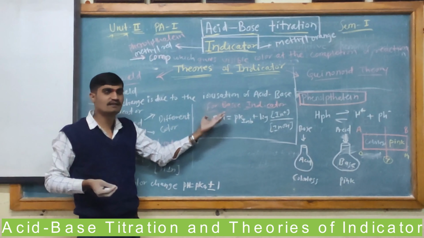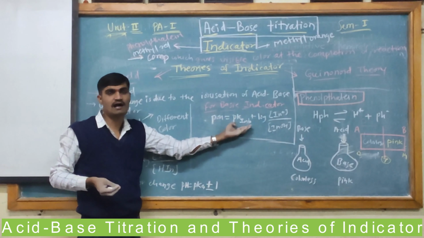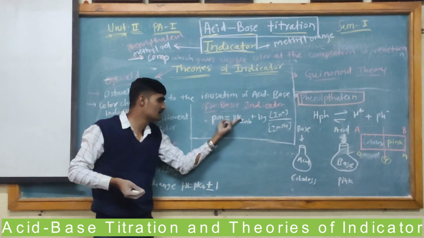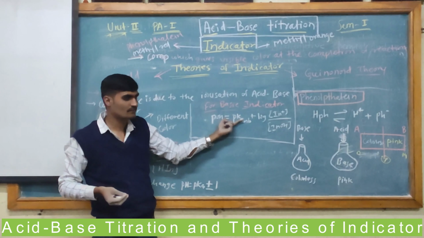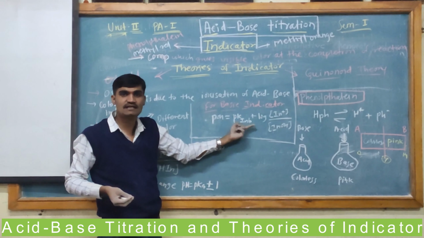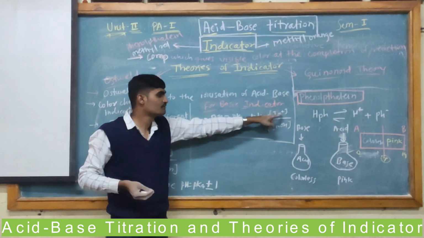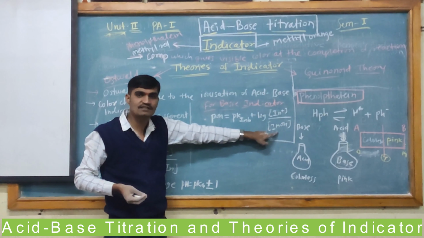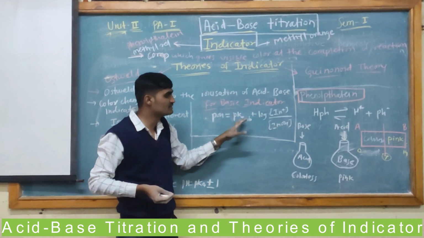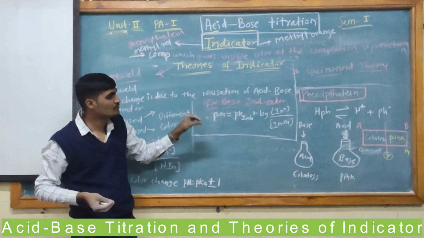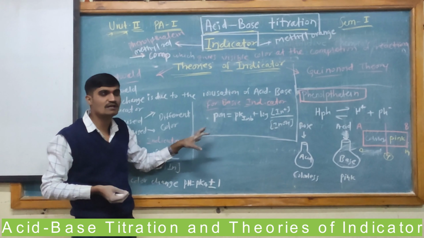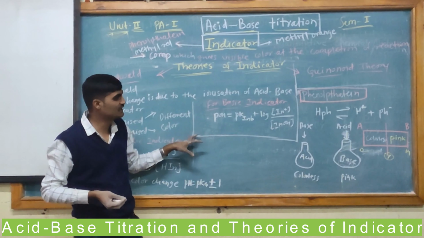For basic indicators, pOH equals pKIn B. Simply, pK here means dissociation constant, and InB means basic indicator, plus log of ionized divided by the unionized form. By using this we can determine why these indicators show the visible color change in a titration.